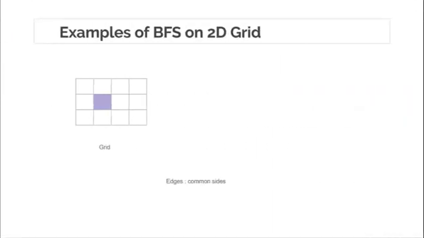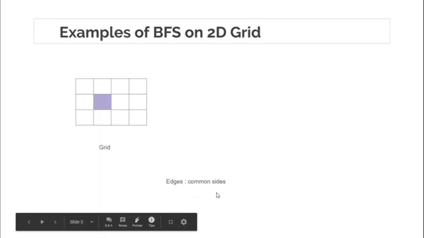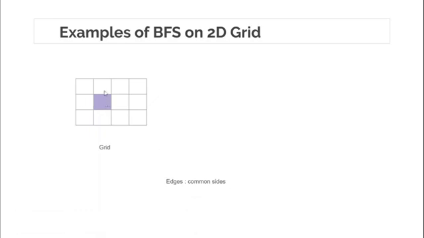So if I show you the example, suppose this is the example 2D grid and we have to apply BFS on this grid where this cell is your starting point. And we are assuming that common edges are sides. So from here you can move here, from here you can move here, but from here you cannot move here because these two cells do not have any common edge.